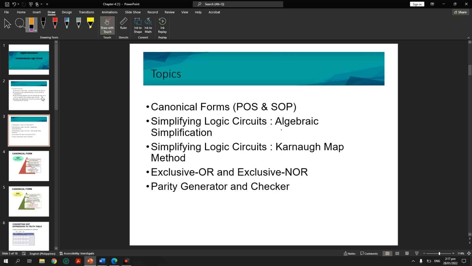So under this topic, we'll be discussing the canonical forms, the POS and the SOP, simplifying the logic circuit using algebraic simplification, simplifying logic circuits through Karnaugh mapping, the exclusive OR and the exclusive NOR, and the parity generator and checker.